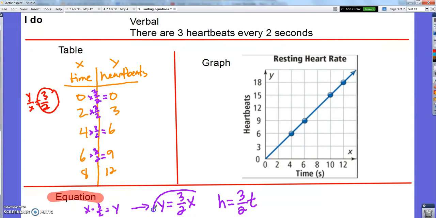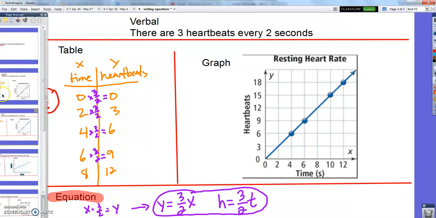So this is a 4th way to talk about this situation. Because if I take this and I'm like, okay, well, if x is 1, then, well, we can't do 1.5 heartbeats. If x is 2, then x times 3/2 gives me the y. So it's just another way to write the same situation.